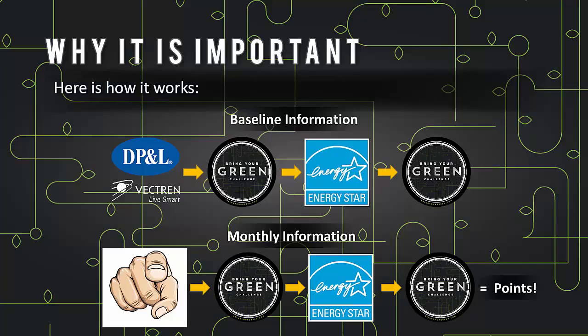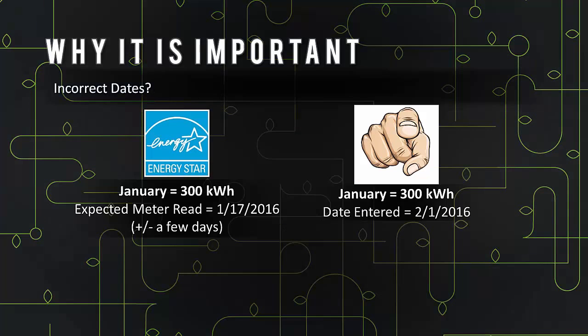DP&L and Vectron kindly gave us the baseline data for 2014 to 2015. We enter that into Bring Your Green, and we at Bring Your Green take that over to Energy Star, so we can use their nationally recognized calculation engine and get very reliable statistics back. Then we take that information back from Energy Star. So we give something forward and then we take it back. Every month, you give us data, then we take that to Energy Star, do the exact same thing, and we take the result back onto our systems.